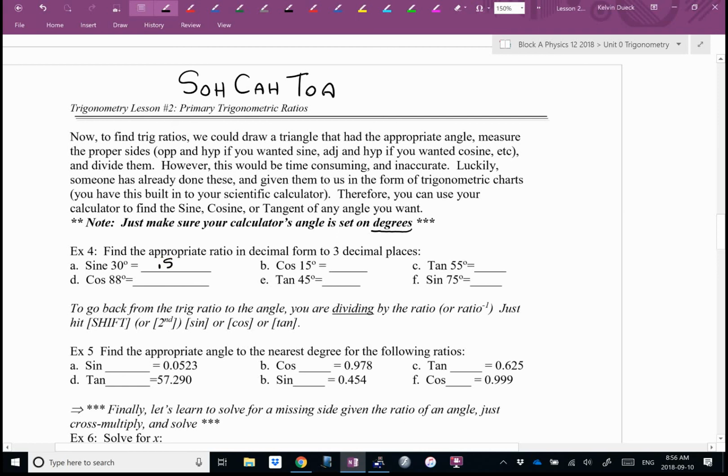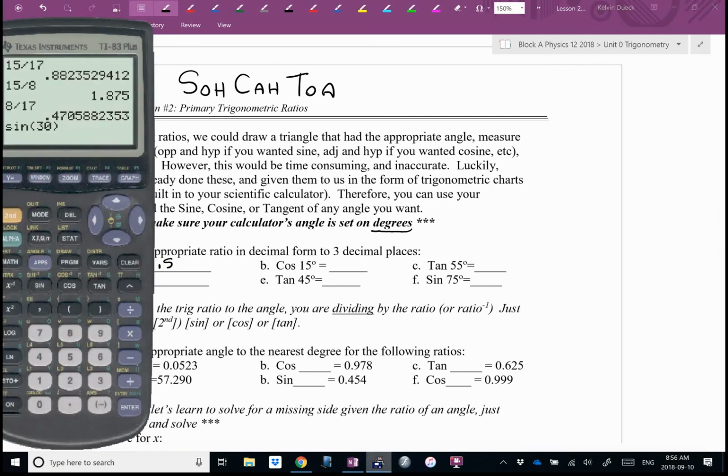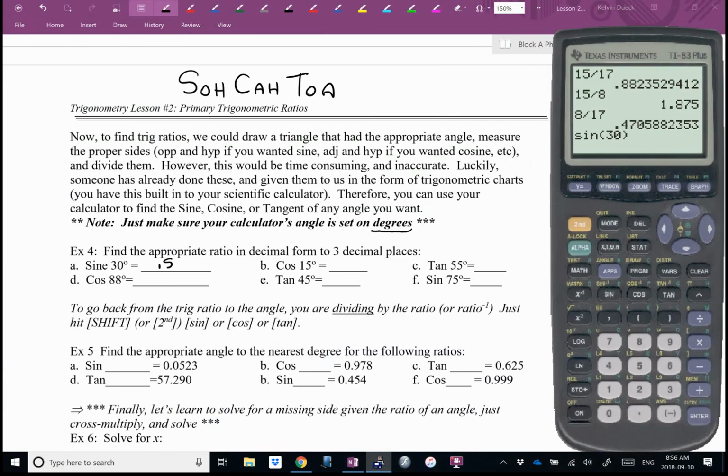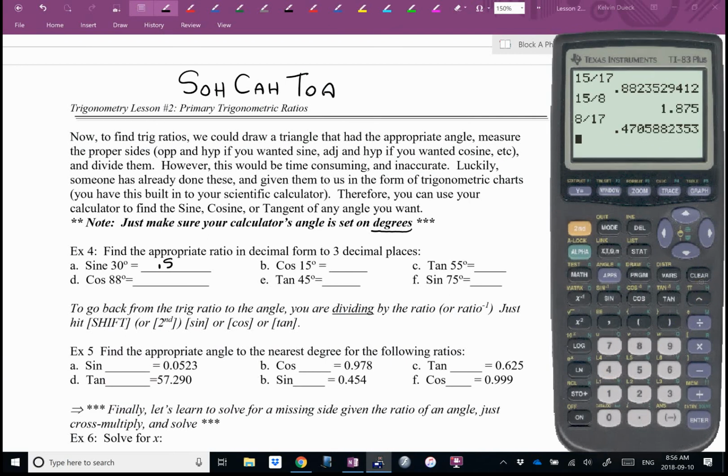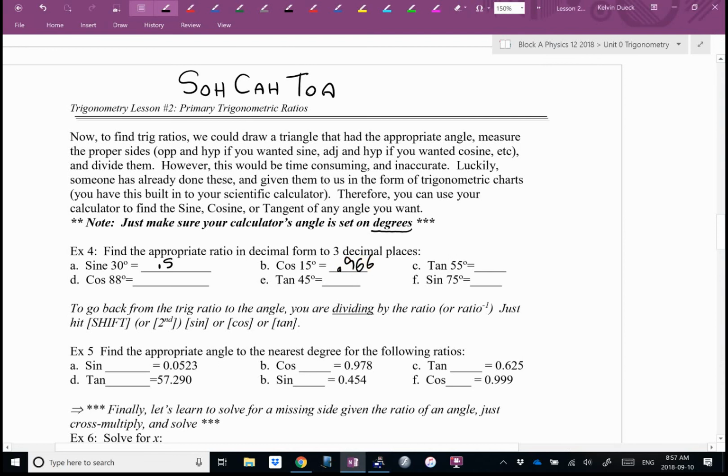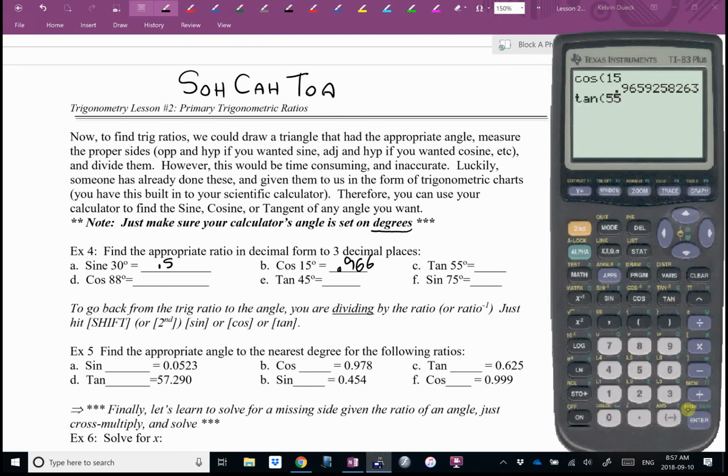What's the cosine of 15? I get 0.9659. It says to 3 decimal places, I'll go 0.966. Fill in the rest on your own, please. I'll do them up here. .428.